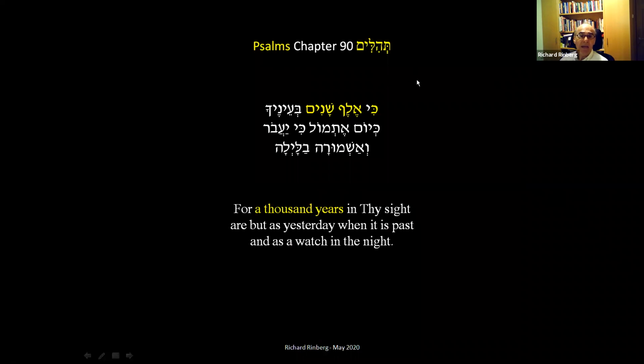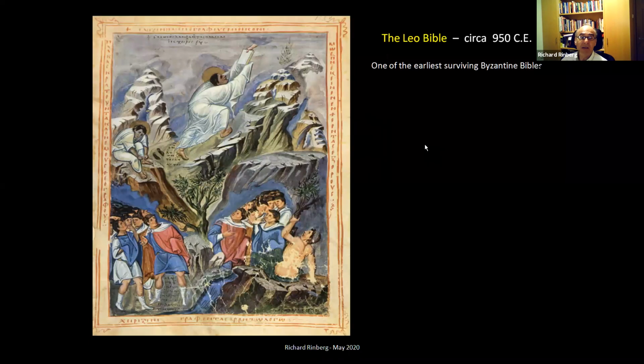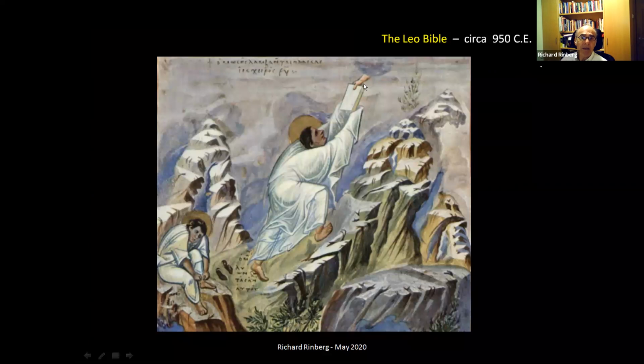Now, from Tehillim, ki elef shanim b'einecha ki yom etmol ki yavo vashmora balayla, 1,000 years are nothing in Hashem's sight. We're now going to skip forward from 245, about 700 years. And here we're actually going to one of the earliest surviving Byzantine Bibles. So it's Christian art, but you can see a hand coming down from heaven. Here, the Bnei Yisrael, if you want, at the bottom of the mountain. I'll blow it up a bit. You can see a hand coming down and giving either a codex, a book, or a stone tablet, possibly 2 tablets, I don't think so.